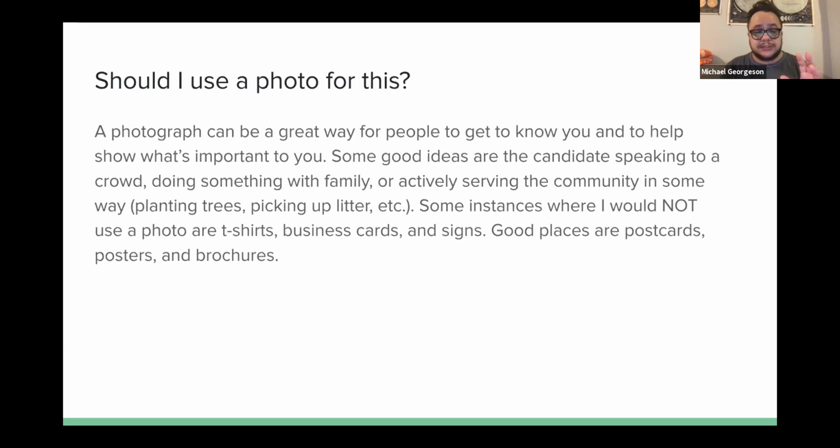With photos, there are good places for photos and places where you don't need a photo, but a photograph is a good idea to help let people get to know the candidate. Some good ideas are a candidate speaking to a crowd, doing something with their family, or serving the community, like planting trees. I would not use a photograph to put on a t-shirt, a business card, or a lawn sign. I would put photographs on postcards, posters, brochures, and websites.